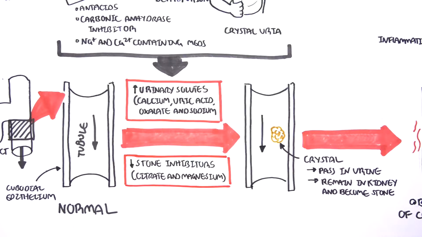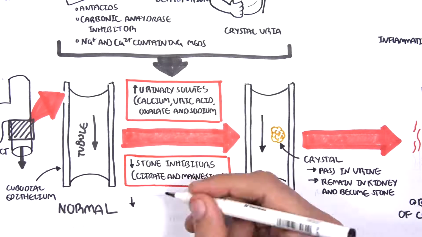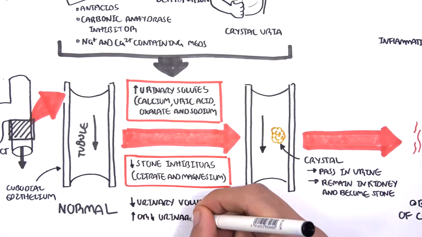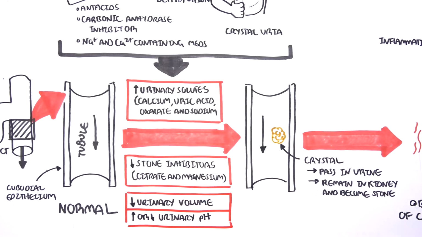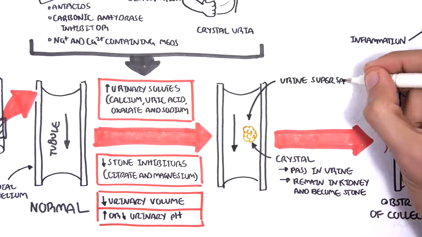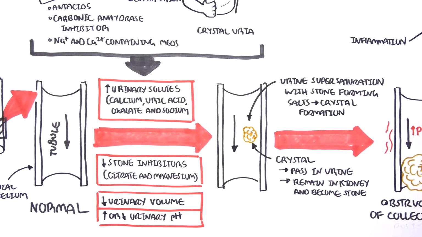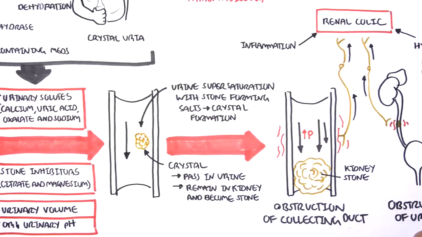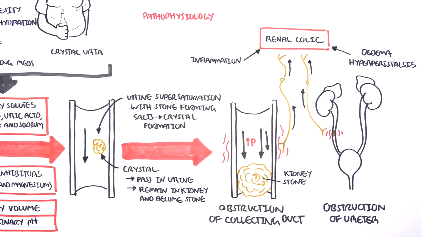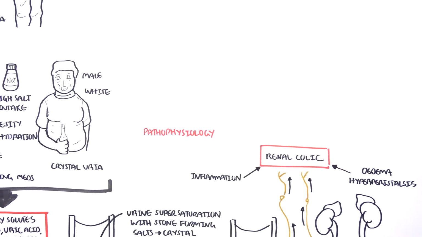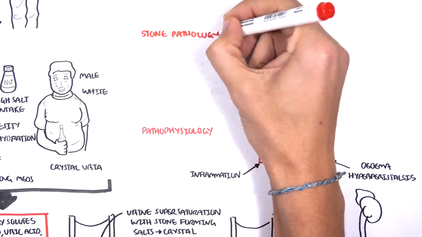A decrease in urinary volume, such as in dehydration, and an excessive increase or decrease in urinary pH also contribute to urine supersaturation. So in summary, urine supersaturation with stone-forming salts results in crystal formation, urinary stone formation. And as I mentioned, there are a lot of types of stone-forming salts, such as calcium, uric acid, and oxalate. Because of this, there are many types of kidney stones.